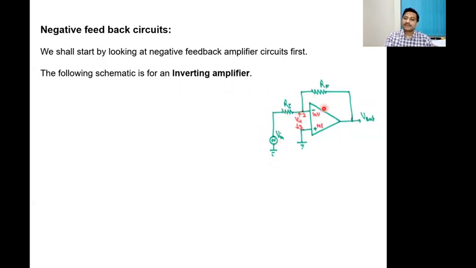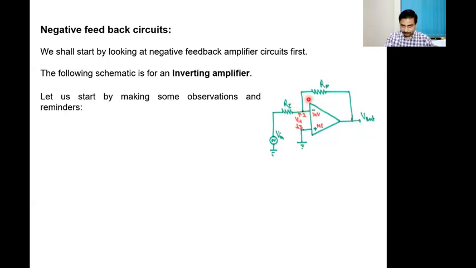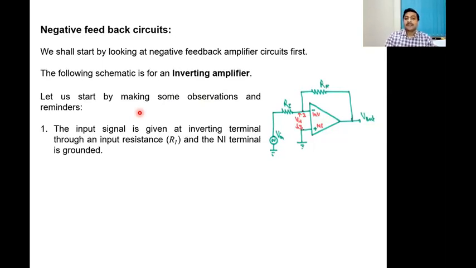The input signal is given to the inverting pin through a resistor RI, and the output is fed back through a resistor RF. So now let's see what kind of output this circuit will give, right? Because it looks a bit non-intuitive. So we'll see which way we can understand its working. But before that, let us again make some observations and remind ourselves of a few things. So in this circuit, the input signal is given at the inverting terminal through an input resistance Ri, as you can see, and the non-inverting terminal is simply grounded here.